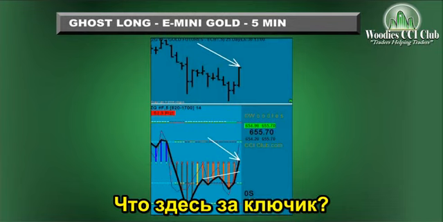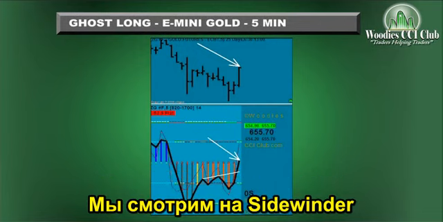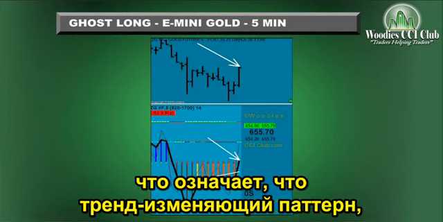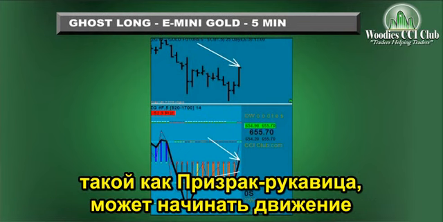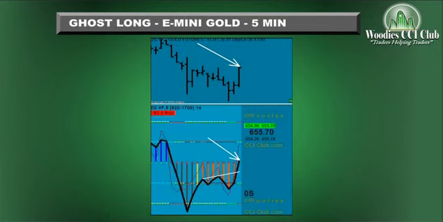Now, what is a clue here that this possibly could go? Well, we had a zero line reject here and a zero line reject here that maybe went, if it had went, it didn't go very far. We also look up at the sidewinder and you see we had a strong trend down, and all of a sudden the trend down is starting to wane, which means that a trend changing pattern like the mittens ghost could start to go long here. So let's take a look at this trade as it develops.